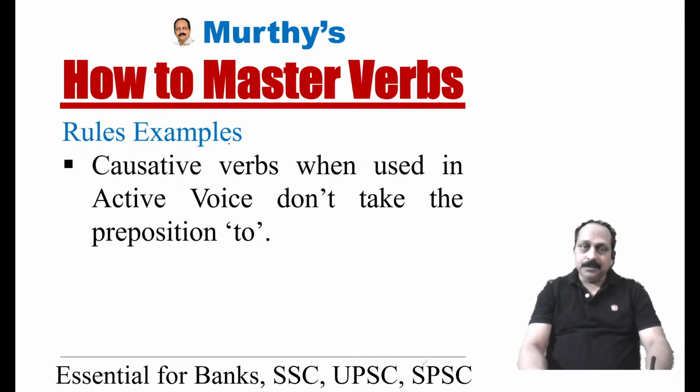Rules and examples. When it comes to verbs, there are so many rules. One of the rules to demonstrate, there is something called types of verbs. Again, we have stative verbs, causative verbs. There's an important rule that goes with causative verbs. What is it? Causative verbs, when used in active voice, please listen carefully, focus on the key words. When used in active voice, don't take the preposition to. That means you should not use a preposition to.